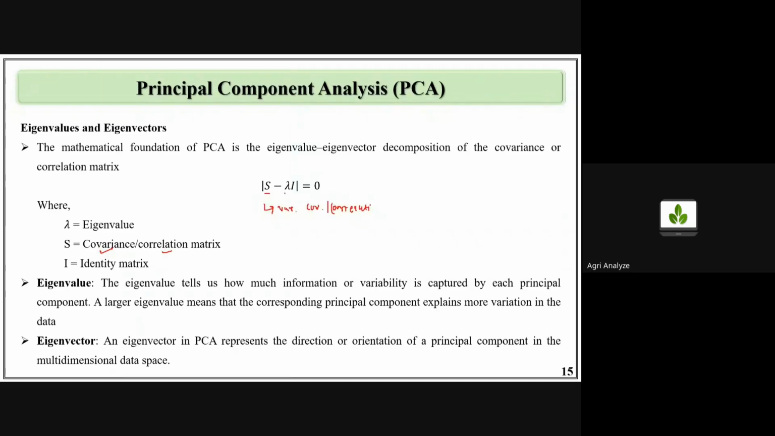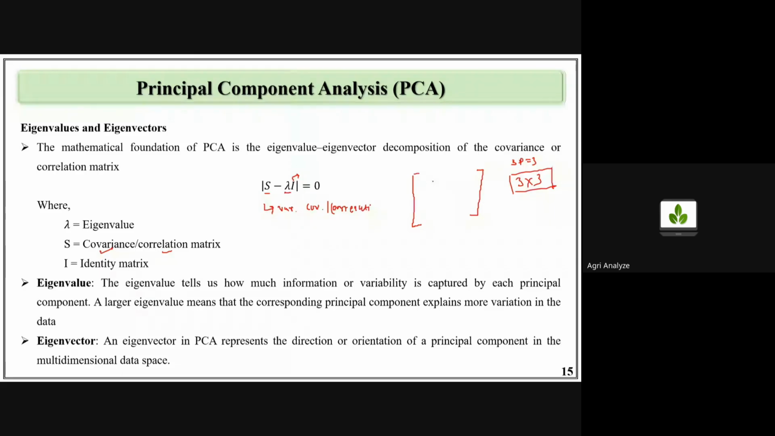Here lambda is the eigenvalue, and I is the identity matrix. Why is it an identity matrix? If we have 3 variables, so p is equal to 3, then we have to generate a 3 by 3 identity matrix. It is a square matrix.